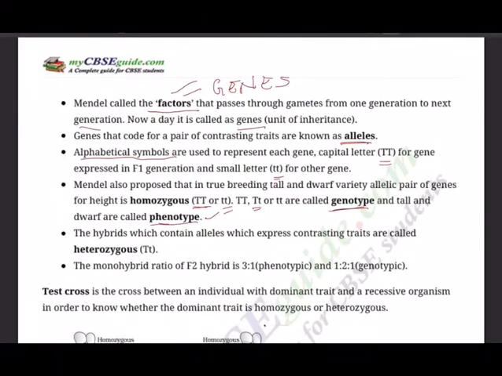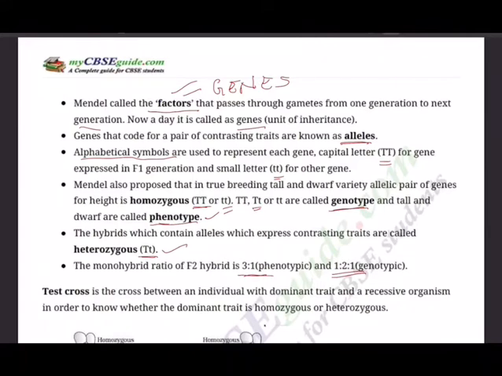The hybrids which contain alleles that express contrasting traits are called heterozygous. I said capital T capital T is homozygous. Here capital T, small t are different genes, so heterozygous. The monohybrid ratio of the F2 generation is 3:1 phenotypically. Yesterday we said 3 tall, 1 short. And genotypically 1:2:1: 1 pure tall, 2 hybrid tall, 1 dwarf. And I said this is universal.